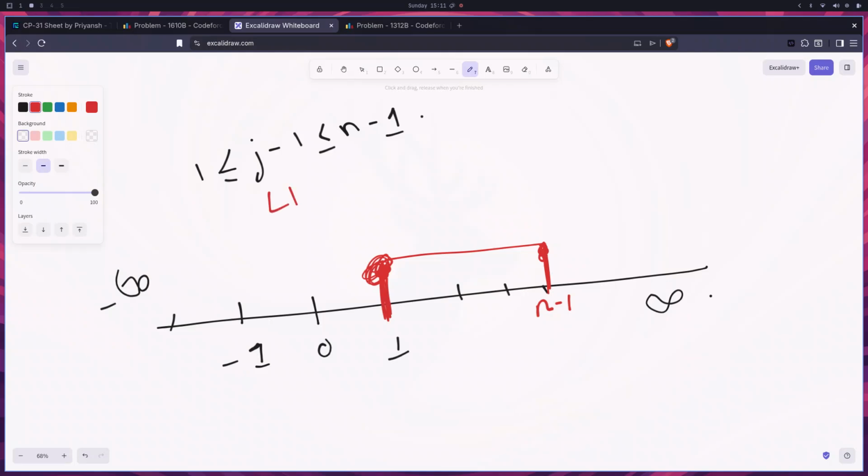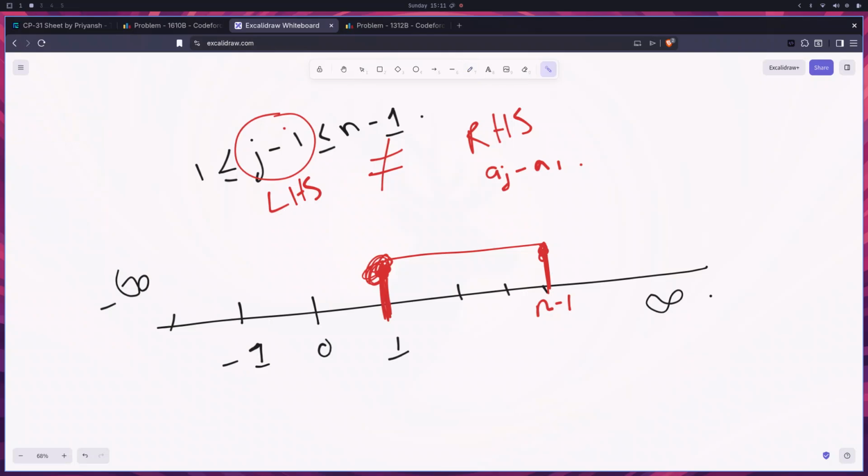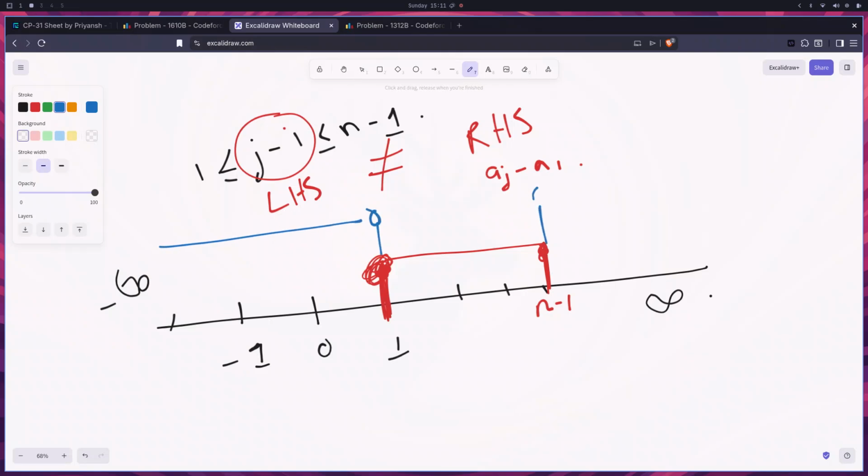This is the LHS, j minus i. So we'll say that the RHS, which is a of j minus a of i, and this inequality should hold. So this RHS should be all the numbers except this range, because if we remove this, that's when the inequality holds. So we say that let the RHS be all the numbers except these numbers. So this is the solution we are approaching this problem with.